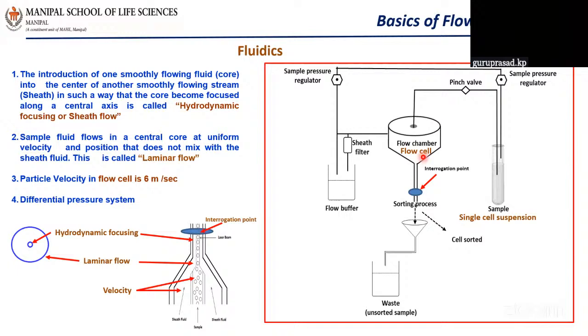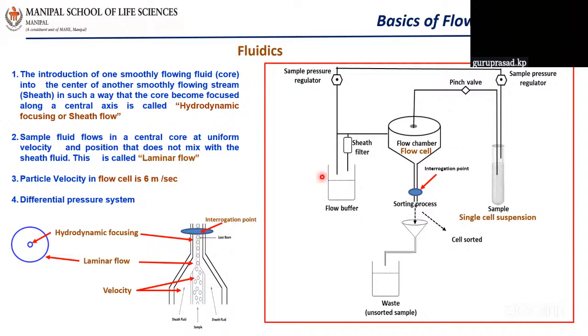Once the cells have moved to the flow chamber, they are taken down and later sent to the waste tank. So there are two chambers. One is the flow buffer and another one is the cell suspension tube. In the cell suspension tube, you are keeping the cells. The instrument aspirates this solution and allows it to move to the flow chamber.